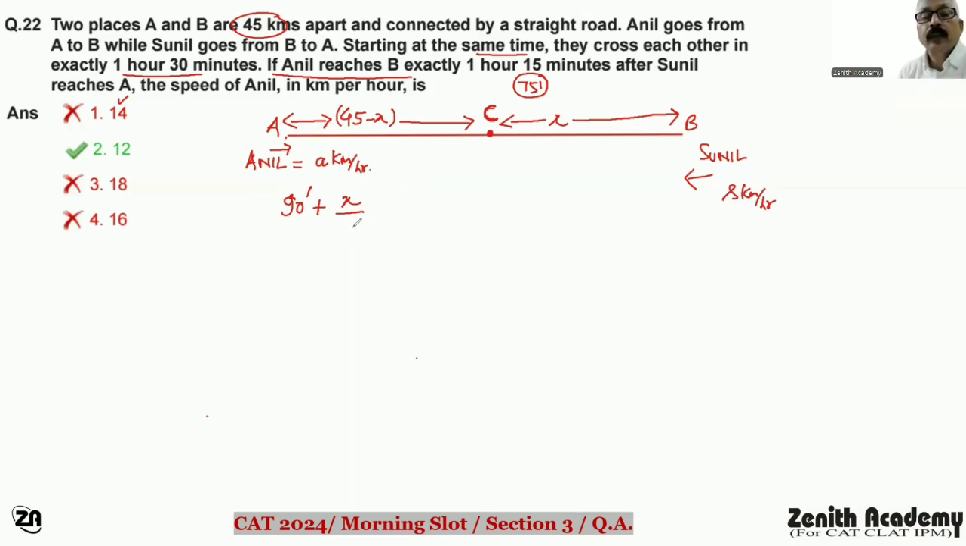X upon small a. This is the time taken by Mr. Anil to reach B from A. Okay, let us take time T2 to reach B to A by Sunil. So 90 minutes earlier Sunil also started, and after this he covered the 45 - x kilometer distance at his own speed, suppose his speed is s.